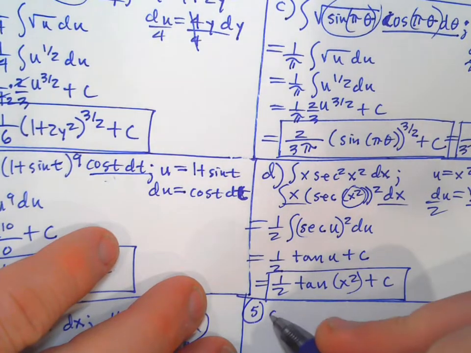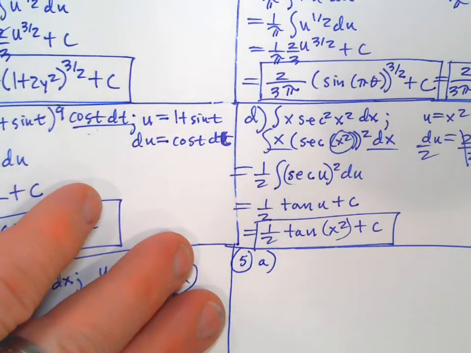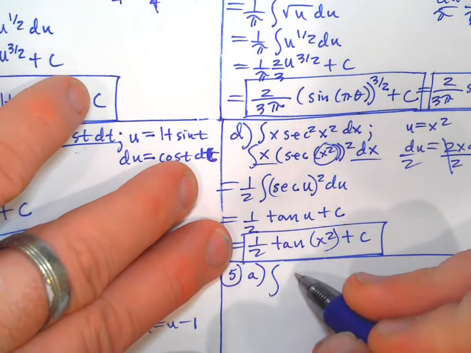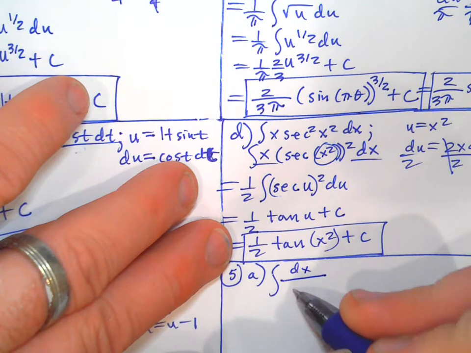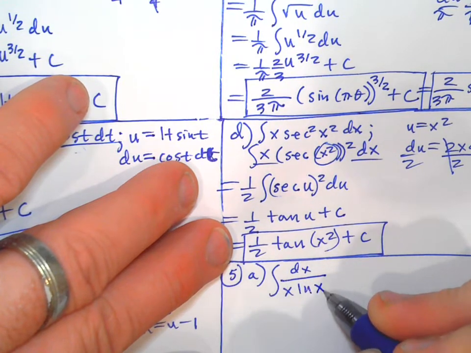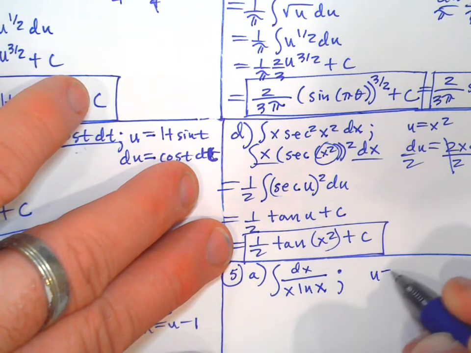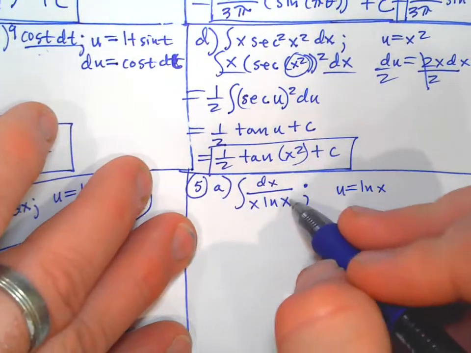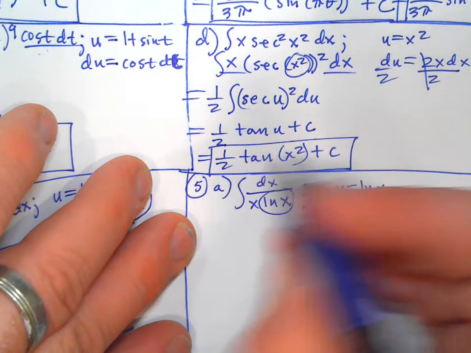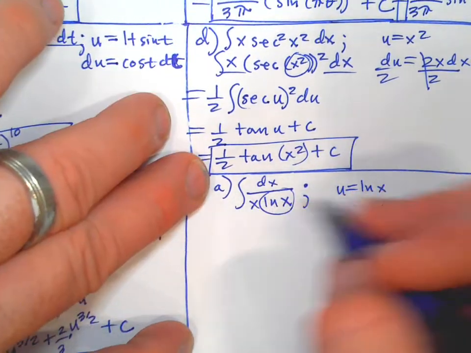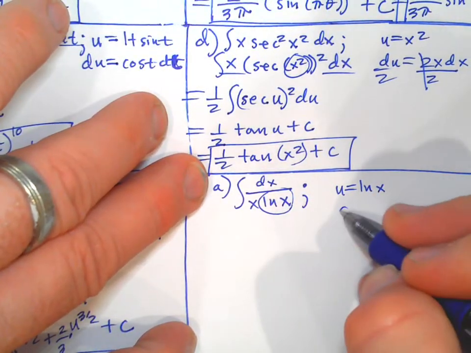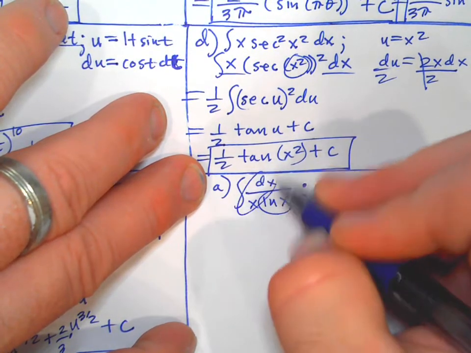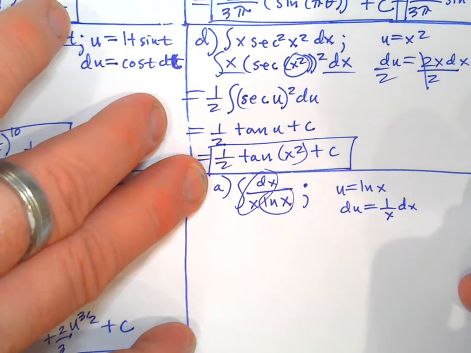Okay, 5a. So 5a is going to be dx over x natural log of x. And they're telling you u should be natural log of x. Now, a lot of times if you get a rational function, then what's in the denominator should be your u. Maybe not everything, because remember, when you take the derivative of this, you should get something that gives you all the rest of the stuff. Look, dx over x, that's exactly what we need.